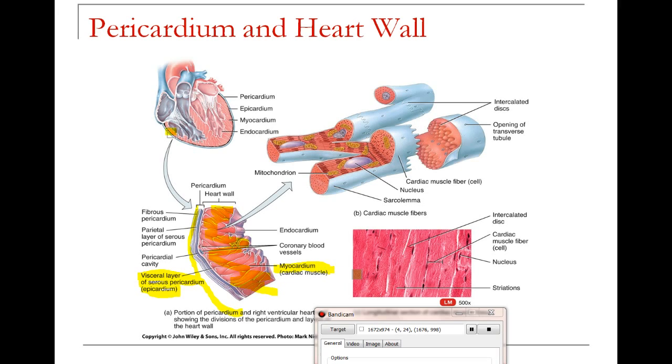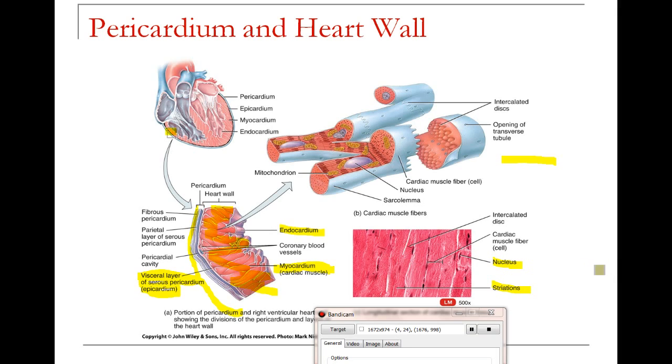So myo is the muscle. That makes sense, right? And then the endocardium is the inner layer. If you took some of the myocardium out and looked at it really, really up close with a high-power microscope, this is what it looks like. So it's muscle, and it's striated. So you see the striations. It has a nucleus.